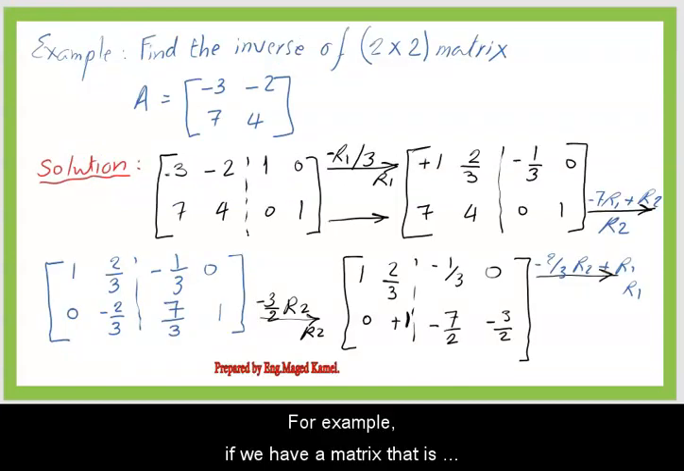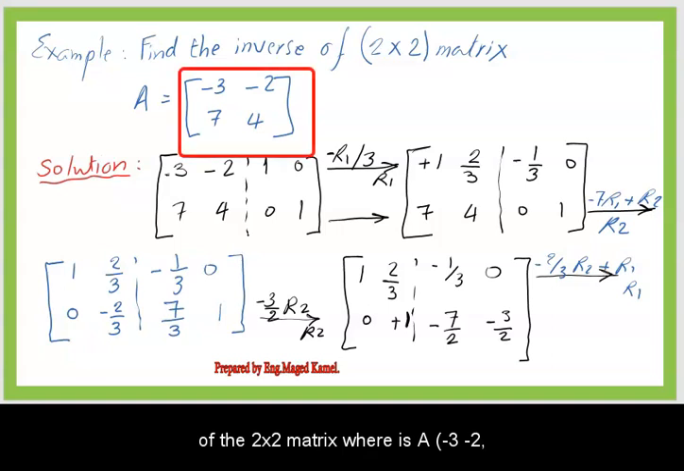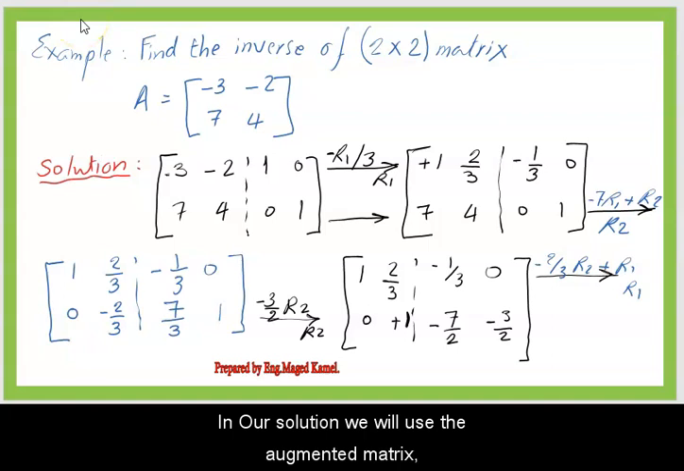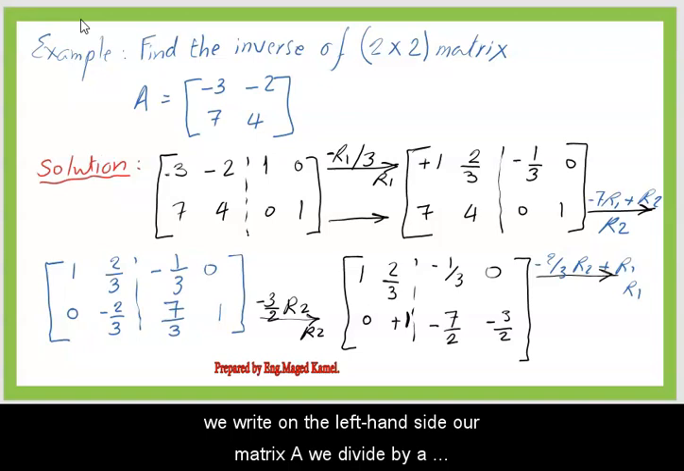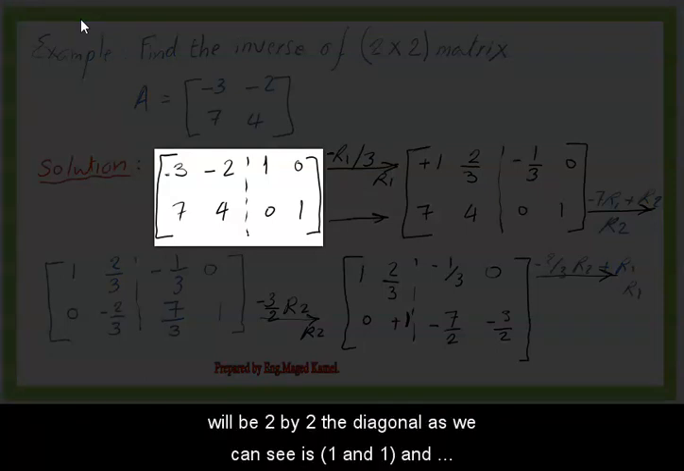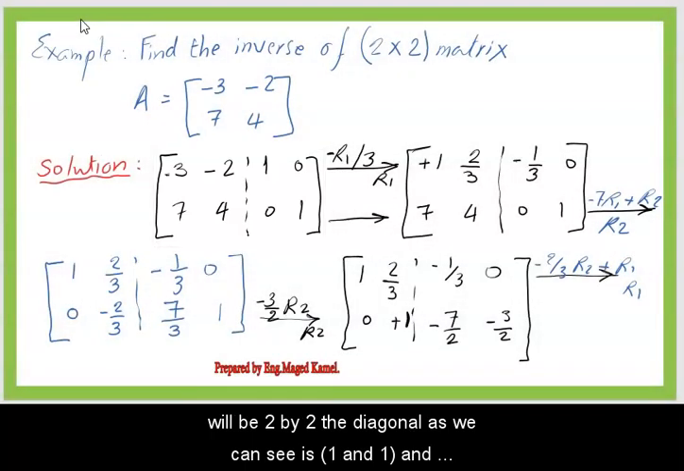For example, if we have a 2 by 2 matrix and it is required to find the inverse of this matrix, where A is -3, -2, 7, 4, respectively. In our solution, we will use the augmented matrix. We write on the left-hand side our matrix A, we divide by a line, and we put the identity matrix. In our case, it will be 2 by 2. The diagonal, as we can see, is 1 and 1, and the other elements are zeros.